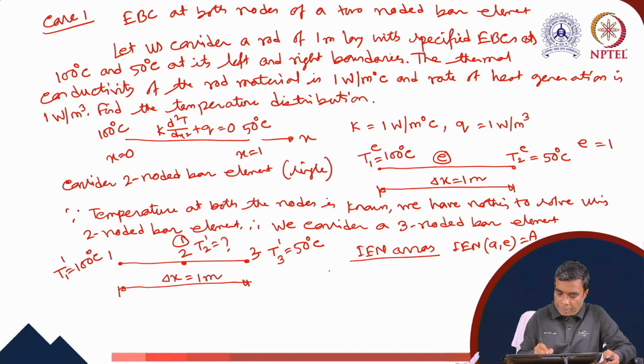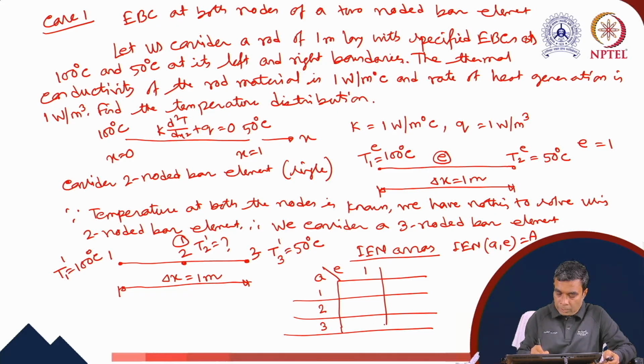AE equals capital A. This is E, this is A. So only one element, local nodes 1, 2, 3. The local nodes correspond to the global nodes. Local node 1 corresponds to global node 1. Local node 2 of this element corresponds to global node 2. And similarly for local node 3, we have global node 3. So this is our IEN array, where capital A are the 1, 2, 3 terms. Capital A is the global node number.